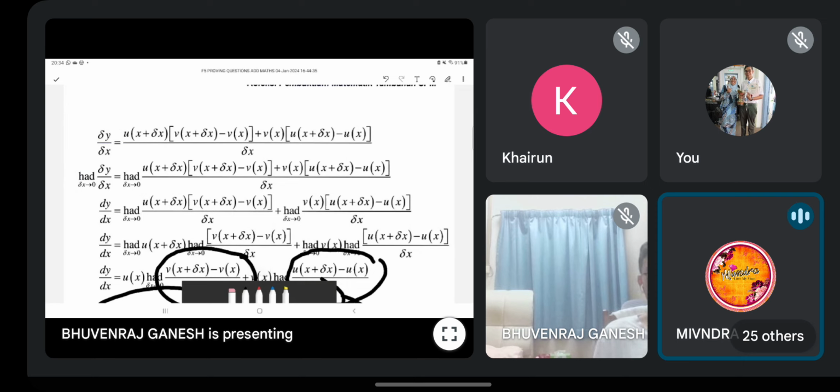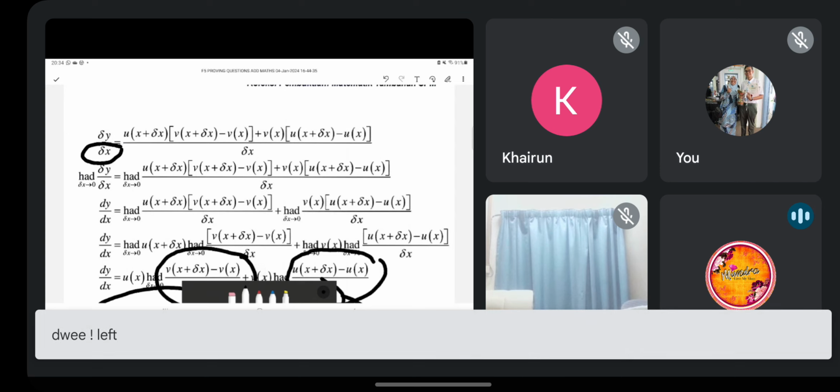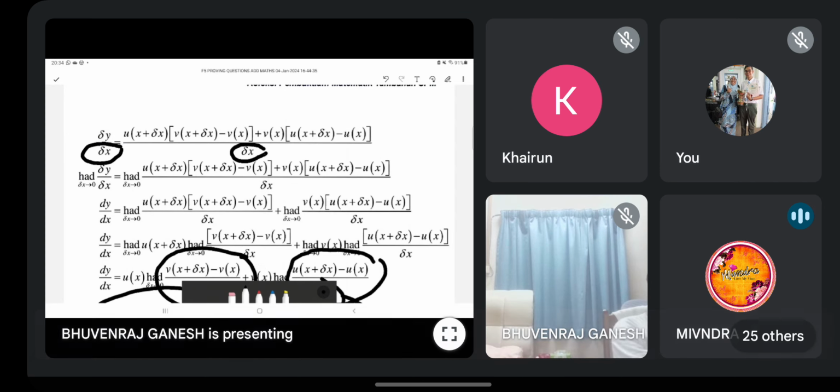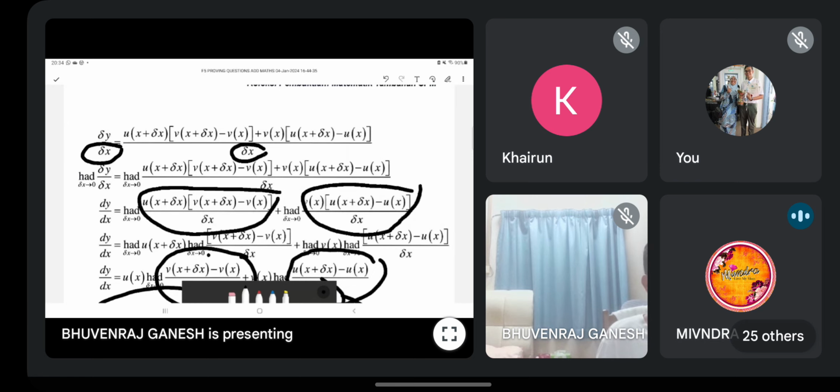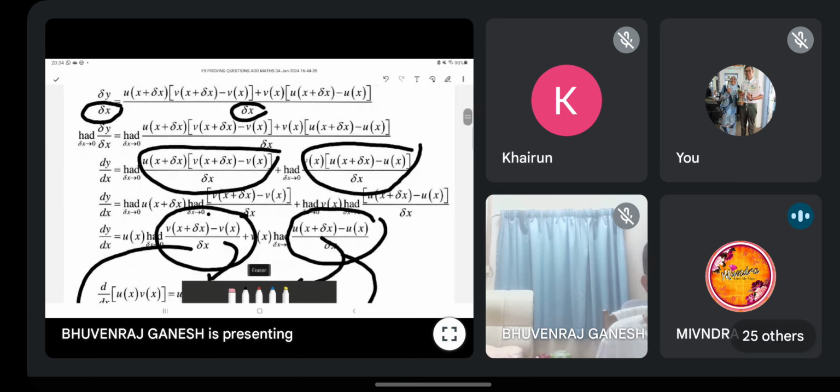Okay, untuk ni kita bahagi dengan delta X. Okay, lepas kita dah bahagi, kita akan pisahkan jadi dua konsep yang UX tambah delta X dengan VX lah. Kita akan jadikan dua. Lepas tu had delta X approaches to zero kan. So yang delta X kat line ke 4, yang delta X tu kita boleh cancel sebab zero kan. Yang lain tu masih sama.